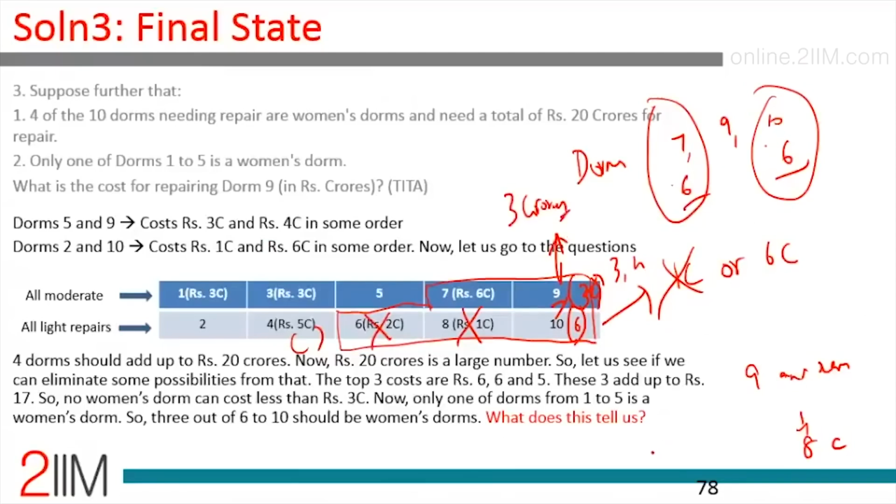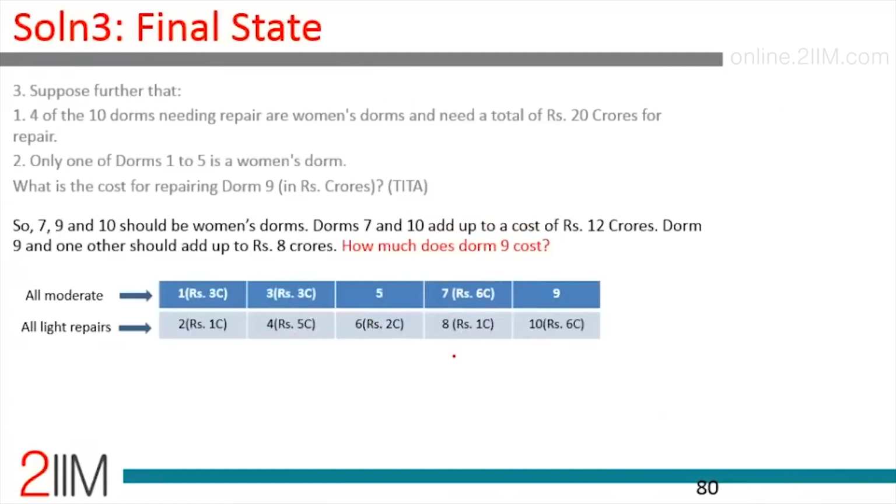And so step by step we get here. We know that of 6, 7, 8, 9, 10, 3 should get counted. The total is 20 crores for women's DOMs. So 1 and 2 crores are not possible. These two are out. DOM number 10 has to be a 6 crore DOM. These two add up to 12. The remaining 2 should add up to 8. 9 and 1 more DOM can be either 3 plus 5 or 4 plus 4. It cannot be 4 plus 4. It has to be 3 plus 5. So DOM 9 should be 3, and then the last DOM should be a 5. Let's go to the final question.